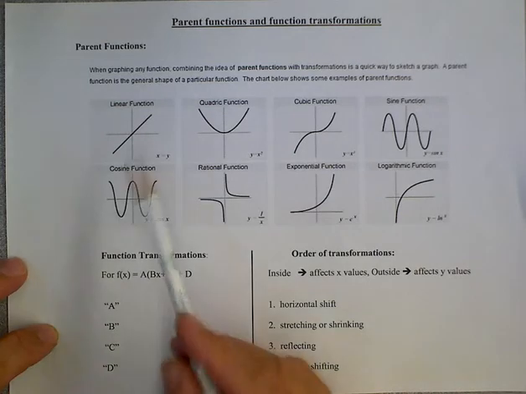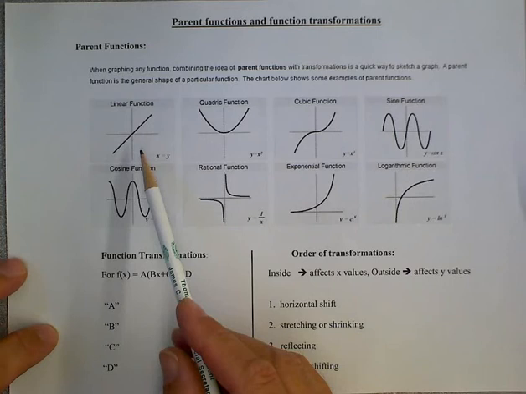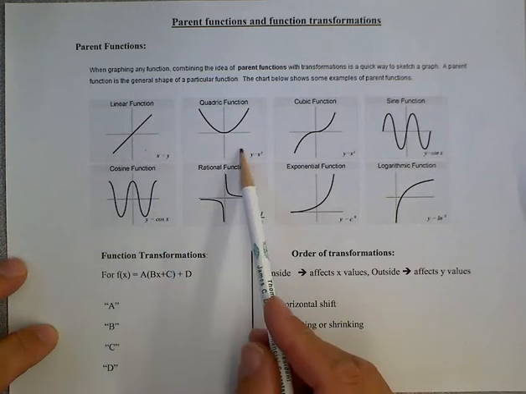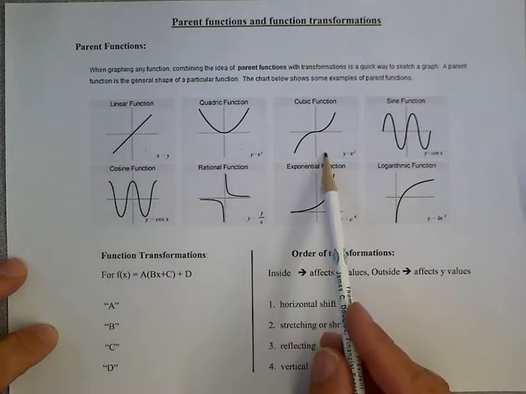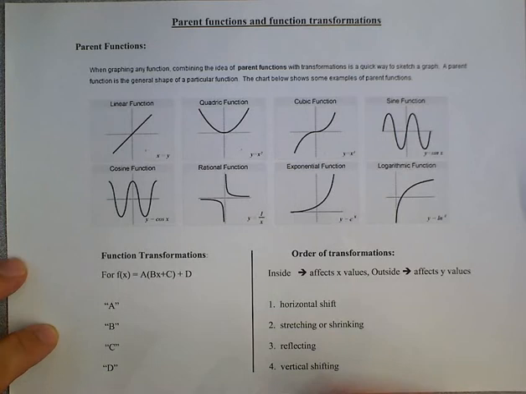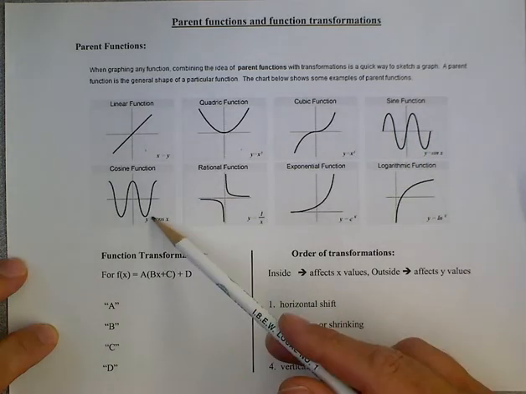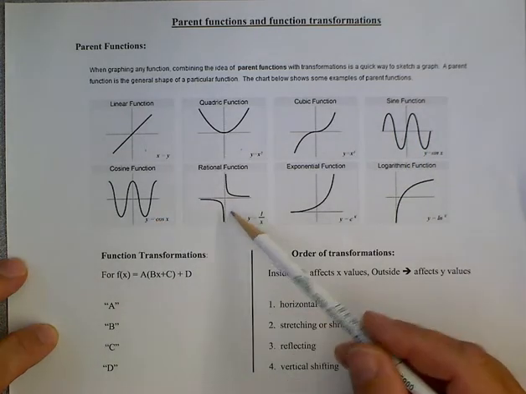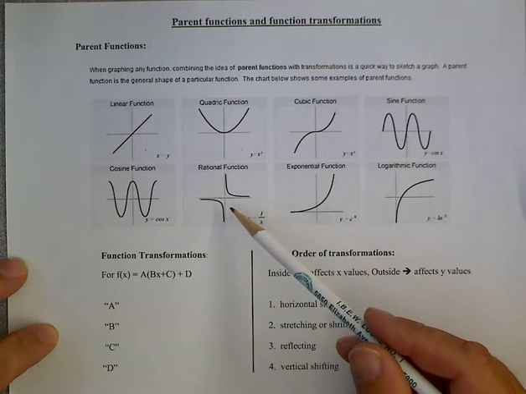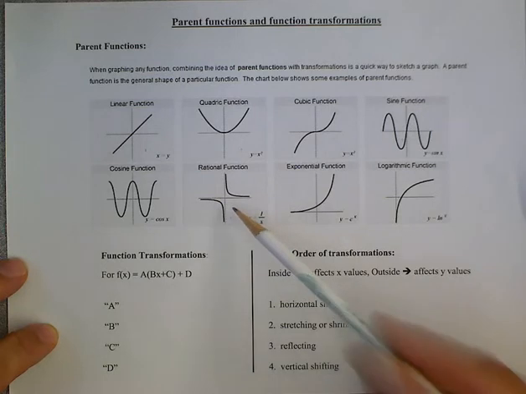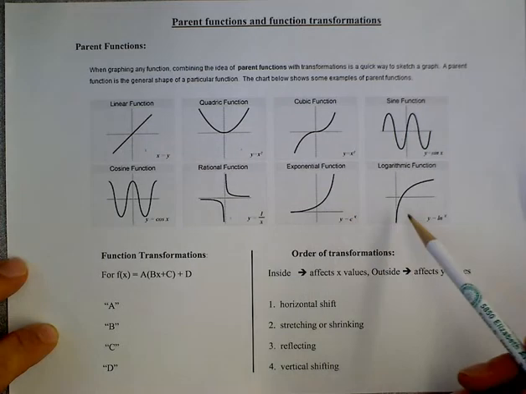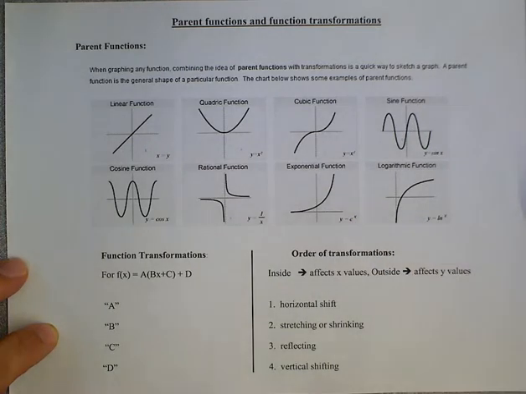Right here, the parent functions that you know well: linear function, quadratic function, cubic function. From geometry you know a little bit about the sine function, and we'll be looking at that later this year more. Cosine. Rational function, which can look really weird when they get more in depth. Next unit we'll be looking at these deeper. Exponential functions, and then log functions, which are related to each other. These are inverses of each other.